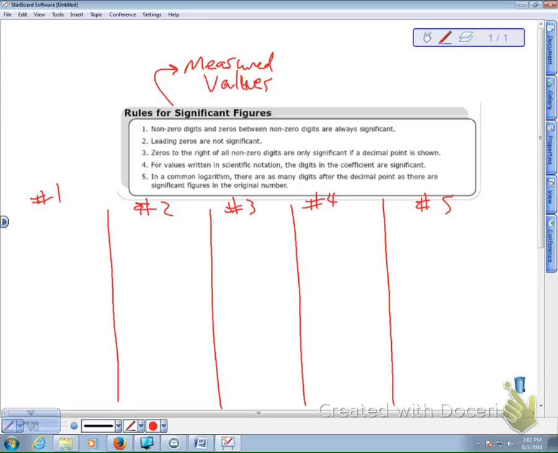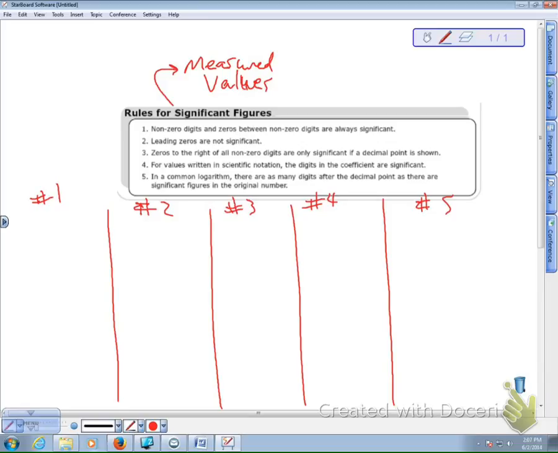Now the rules you see below are ways for you to look at a measurement or a number that you're not sure is a measurement or not, and just read a number and tell how many significant figures there are. In other words, what kind of measurement was it? So I've made 5 columns here, one for each of the rules. I'm going to read through the rules and then give you some examples of what they're talking about. You should make a copy of these rules, and we'll use those as we go into the next lesson on arithmetic.